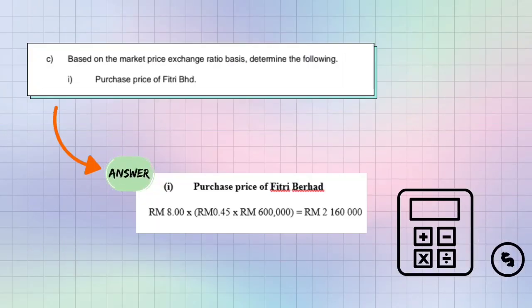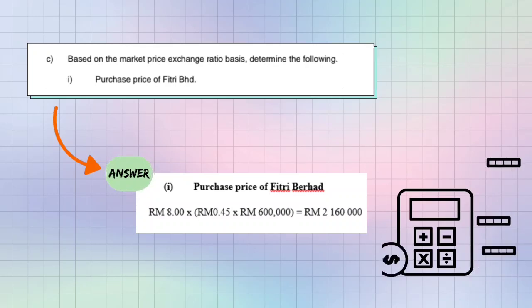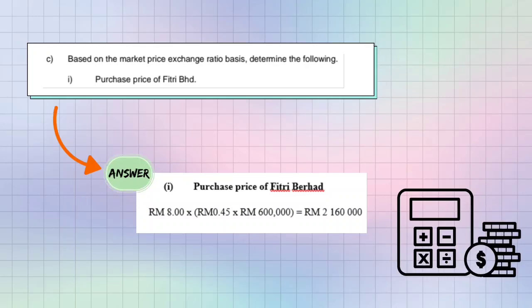Next question, based on the market price exchange ratio basis, determine the following. First, the purchase price of Fitri Berhad. The calculation for the purchase price of Fitri Berhad is RM8 times 45 cents times RM600,000, which equals RM2,160,000.